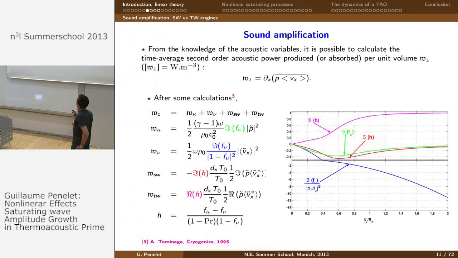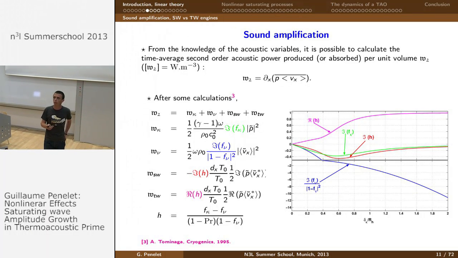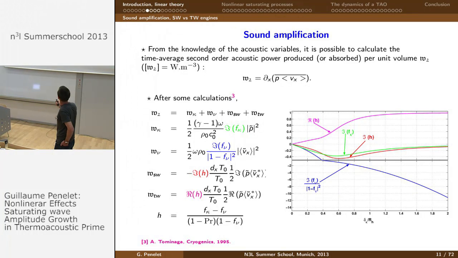This term is proportional to the temperature gradient and to the imaginary part of the acoustic intensity. So it represents the standing wave component of the work produced by the thermoacoustic effect. And this component represents the traveling wave component of the sound produced by the thermoacoustic effect.